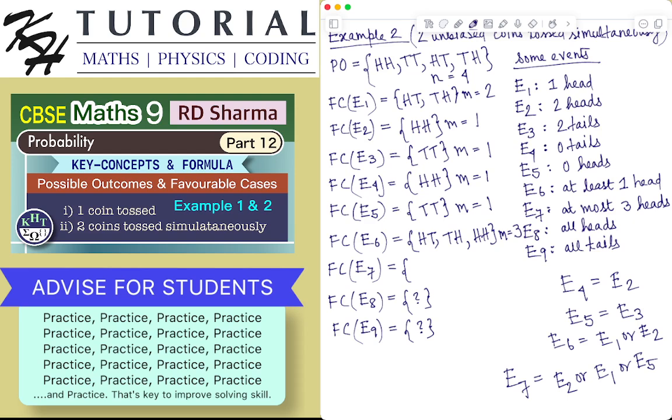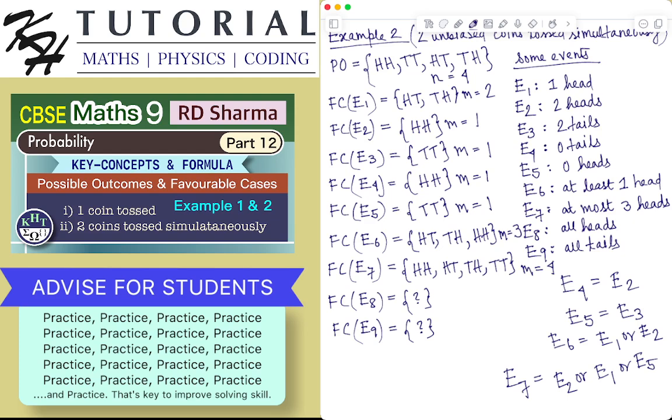So what are the possible outcomes of E2? We have head, head. What are the possible outcomes of E1? We have head, tail, tail, head. And what are the possible outcomes of E5? It is tail, tail. So these 4 possible outcomes are the favorable cases of the event E7. So for this event E7, m is equal to 4.